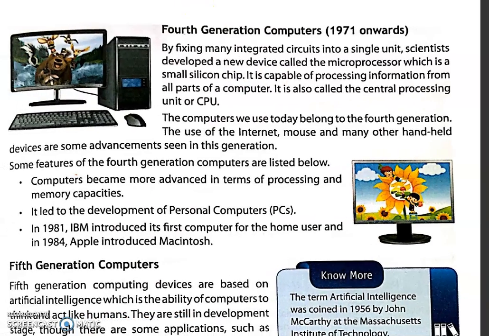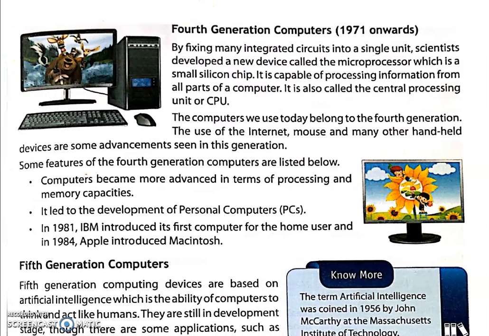So this was invented in the fourth generation of computer. It is capable of processing information from all parts of a computer. It is also called the central processing unit or CPU. Like you have learned in your previous classes, a computer has three types of devices: input, output, and CPU. So CPU is the brain of the computer.